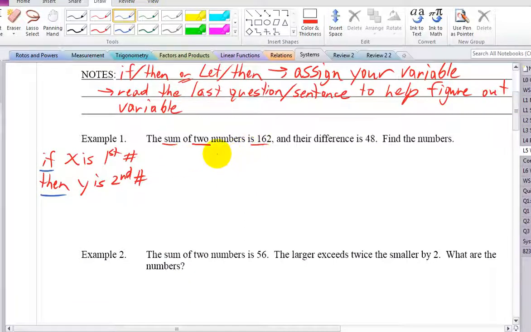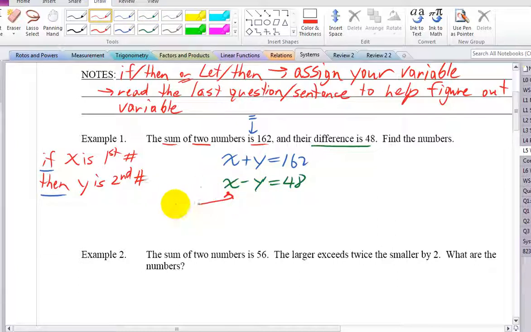So, the sum, what does sum mean? Addition. So, x plus y equals 162. The verb to be is equals. Okay. Their difference is 48. So what would you use for difference? A subtraction. Does it say which one's larger, x or y? Not yet. But if we go x minus y equals 48, which one is the larger number?